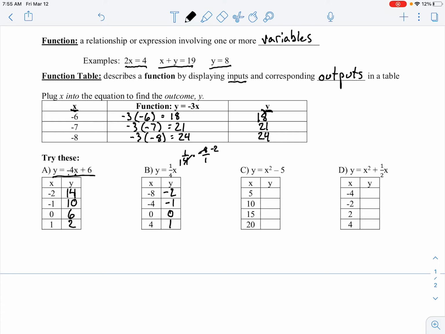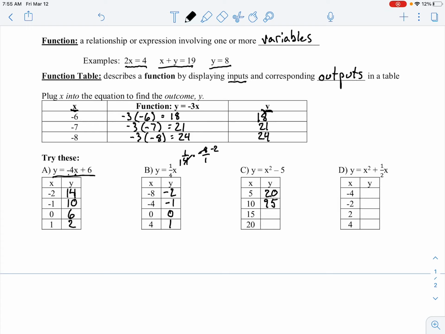Alrighty, so our function now is x squared minus 5. So we're going to plug in our x's. So x squared, we get 5 squared, which is 25, and then minus 5 is 20. So for the input 5, we get an output of 20. 10 squared now is 100. 100 minus 5 is 95. So input of 10 for this function gives us an output of 95.